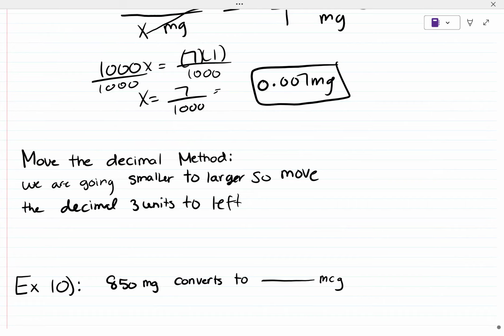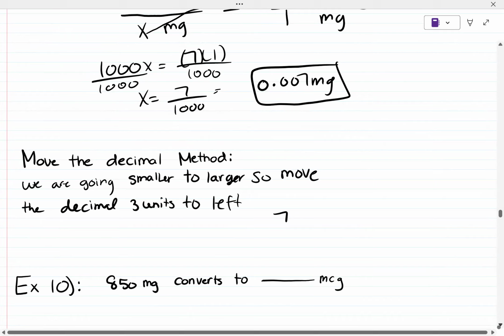Okay. So what we were given was 7 mcg. So where's the decimal? If you don't see it, it's at the very end. So go and move this decimal 3 places to the left. So it'd be 1, 2, 3, and then dot. And then include this leading zero. So that's why it's 0.007 mg.